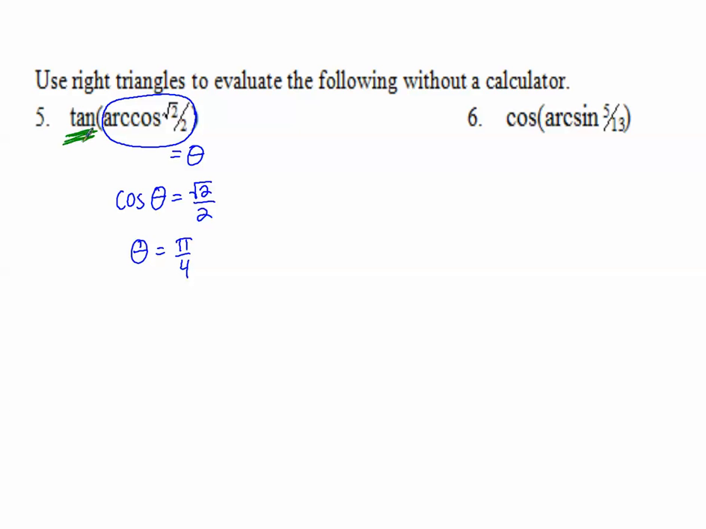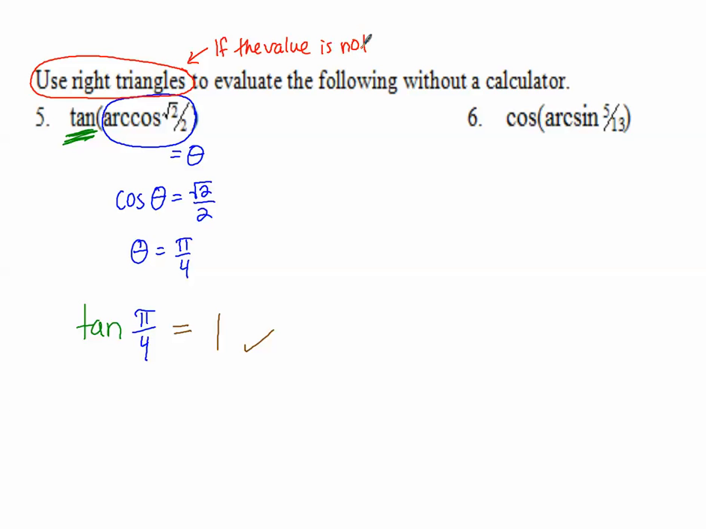So if they're not inverse functions of each other, it's going to be a couple of extra steps. The tangent of pi over 4 is 1. Done. Now, root 2 over 2 is on our unit circle. Is 5/13 on our unit circle? No, it's not. So if it's not, then we do what was suggested in the directions. Use right triangles. Let's qualify that and say only if the value is not included on our unit circle. Because otherwise we know our unit circle, we don't need right triangles.